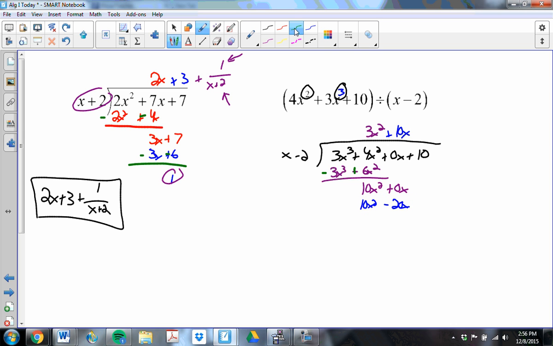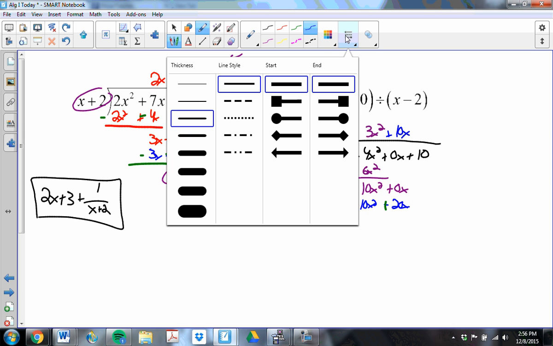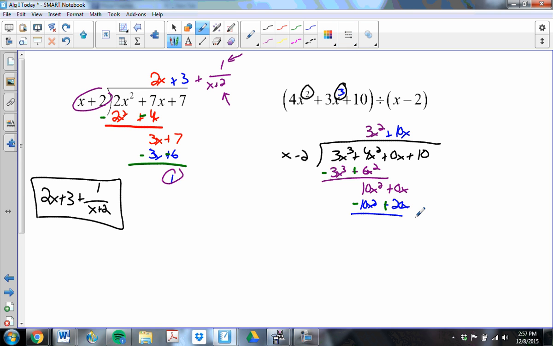I'm subtracting these, so all the signs switch. When I do that, 10x squared minus 10x squared is 0. 0x plus 20x is 20x. So I'm going to get a 20x here. I drop down to 10. X goes into 20x 20 times. 20 times x is 20x. 20 times negative 2 is negative 40. I subtract these, so again the signs switch, and I get a 50.